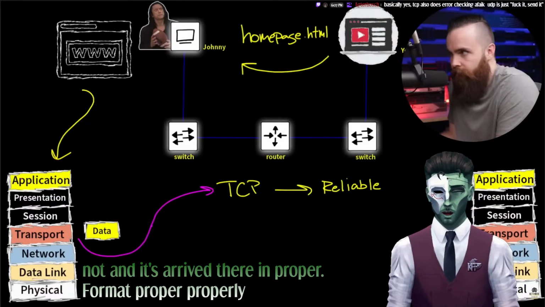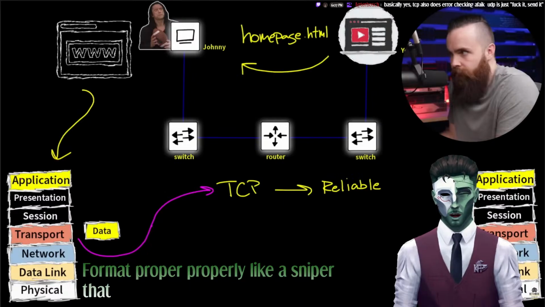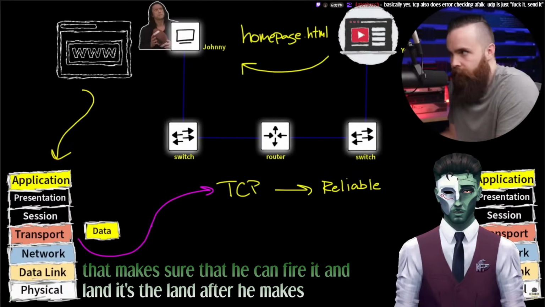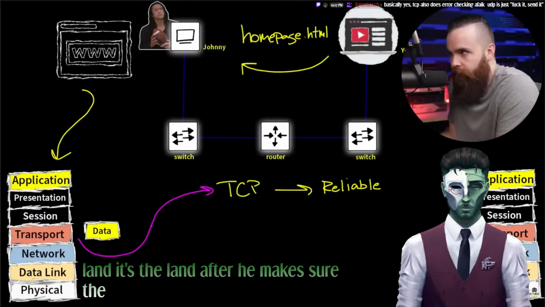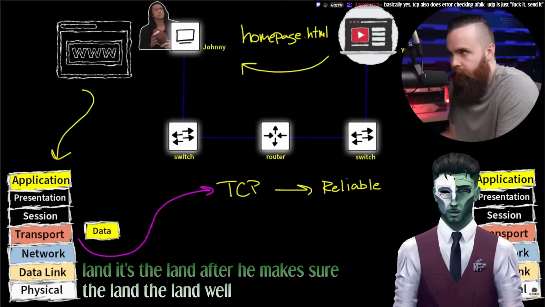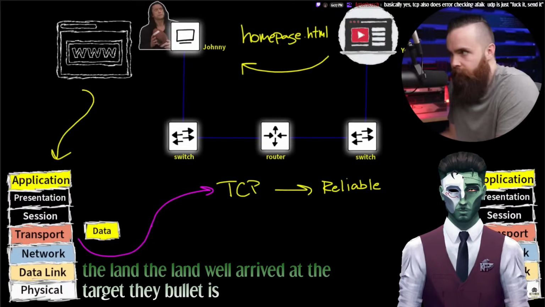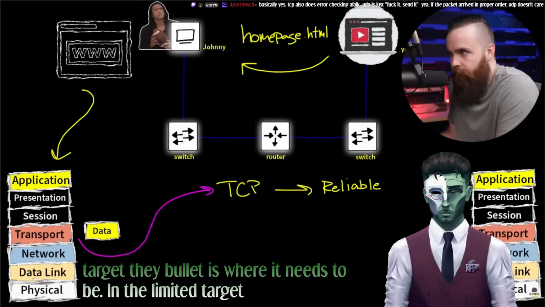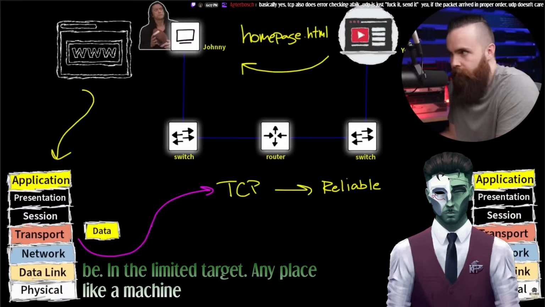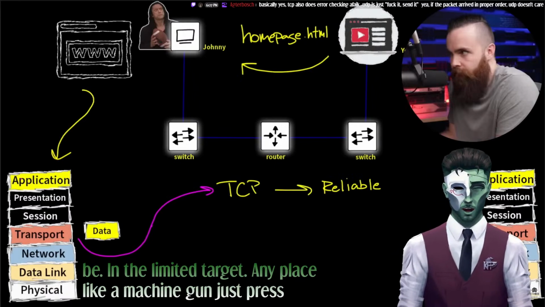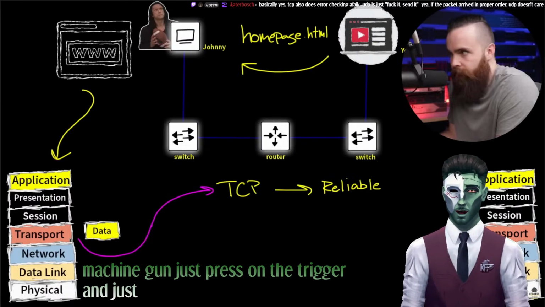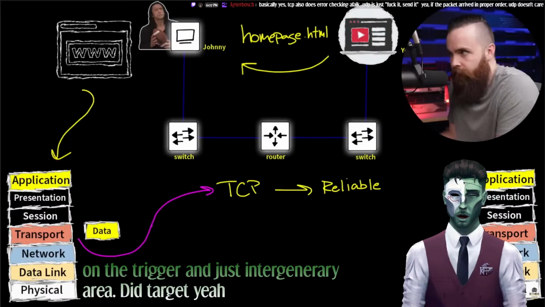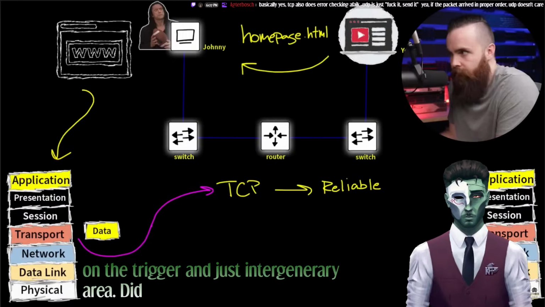Like a sniper that makes sure that when he fires, the bullet hits the target. After that, he makes sure the bullet arrived where it needs to be and eliminated the target. And UDP is like a machine gun, just press the trigger and fire in the general area. Did he hit the target? Yeah, 20 out of 100. Good enough.